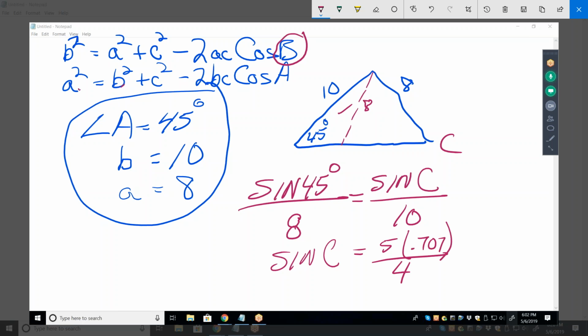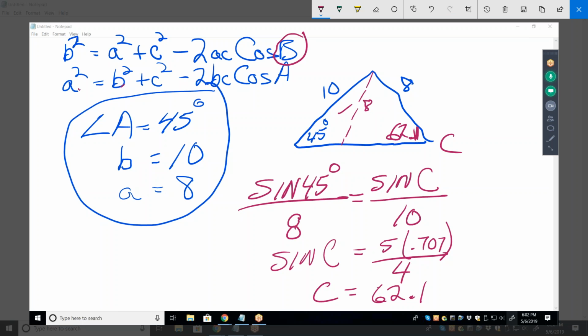Can you give me that number? Or figure out that number and then take the inverse sine of it. Okay, it's 0.88375. I'll take the inverse sine of that. 62.1. 62.1 degrees. That's that angle right there. Okay? So that's one solution.